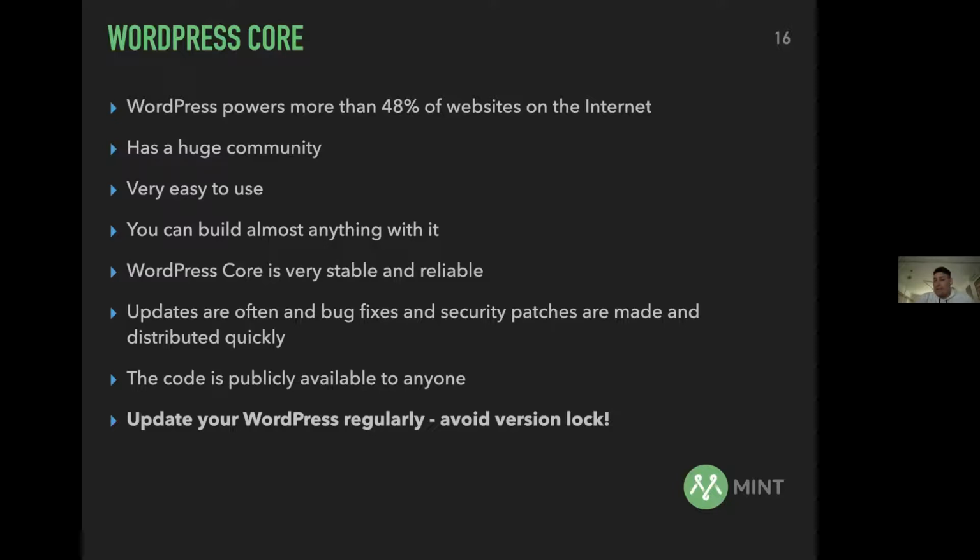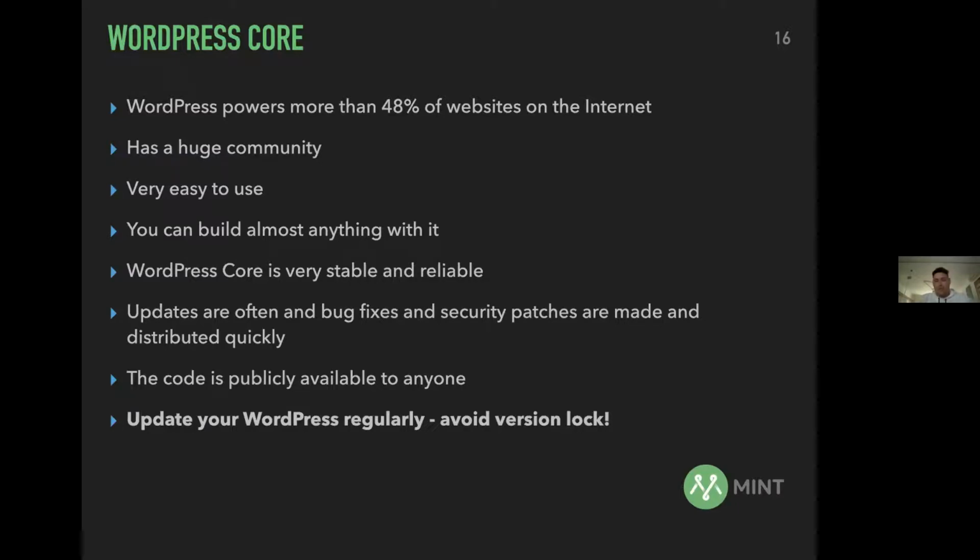So the only thing that you need to do with your WordPress core is to update it regularly between versions. What you want to avoid is a so-called version lock. What is a version lock? Version lock is when you have installed a certain number of plugins or themes, and they only work with a certain version of WordPress. And if you upgrade, it's going to break everything.